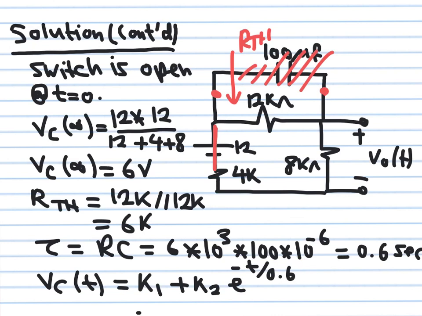Okay? So now my target is to find K1 and K2. Actually, we have all the information we need to find K1 and K2 because we know what is the initial value. So if you put t equal to 0, initial value will be equal to K1 plus K2. If you put t equal to infinity, you get the steady state, and K1 is equal to the steady state, which is equal to 6 volts. So by doing so, I'm able to get K1 and K2 just by solving the initial value and the steady state value.